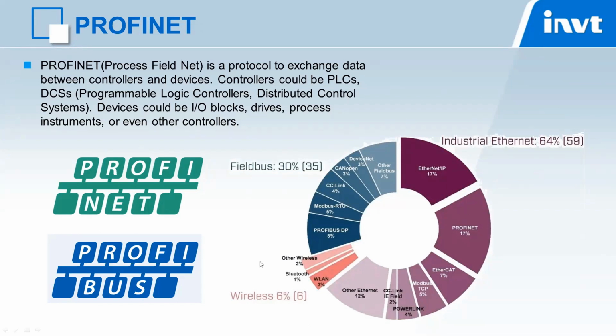This photo shows the network market last year all over the world. The blue color is the fieldbus, like Modbus, Profibus, and DeviceNet, which are developed based on RS485. The fieldbus share is about 30%. This color is developed based on industrial Ethernet, about 64%. Profinet is about 17%. Ethernet is also 17%. Another is wireless, about 6%.